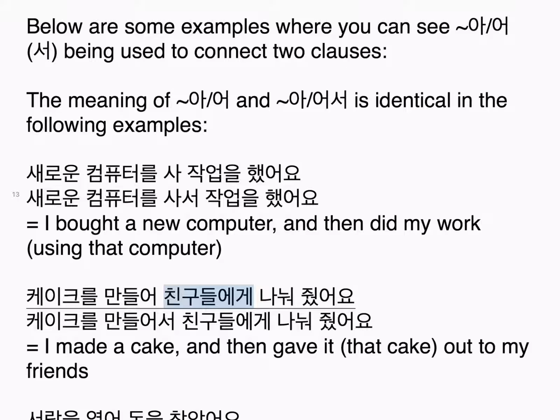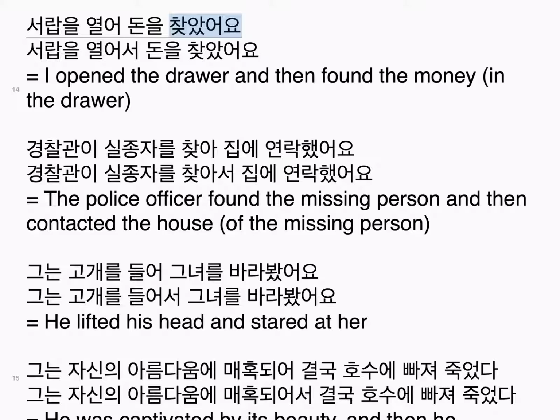케이크를 만들어 친구들에게 나눠 주었어요. 케이크를 만들어서 친구들에게 나눠 주었어요. I made a cake, and then gave it, that cake, out to my friends. 서랍을 열어 돈을 찾았어요. 서랍을 열어서 돈을 찾았어요. I opened the drawer and then found the money, in the drawer.